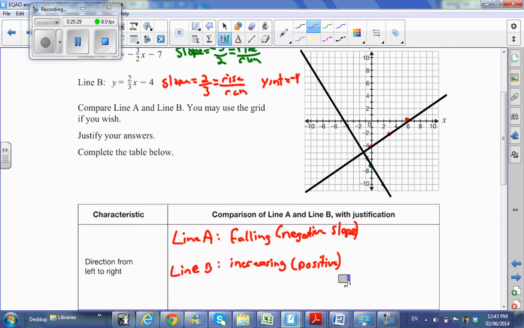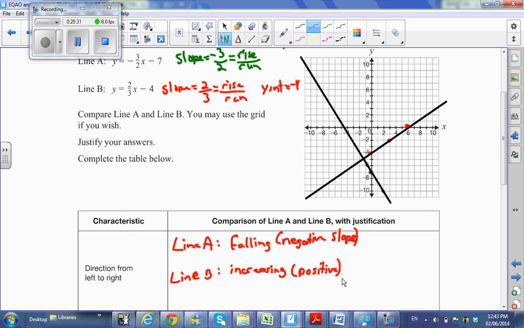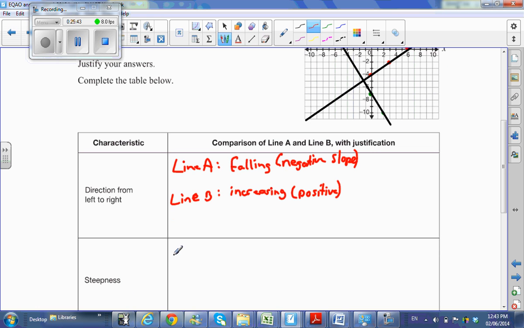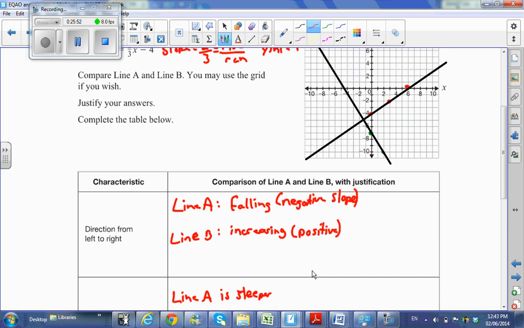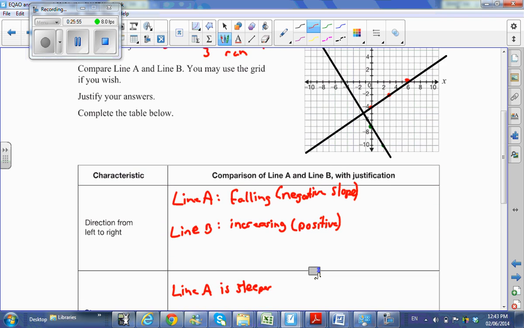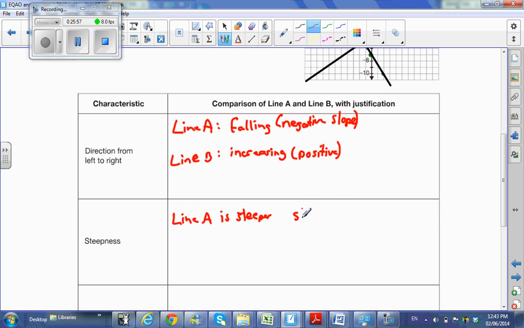Steepness. How does the steepness compare? Would you say one is steeper than the other? Like if this was like a ski hill, which one would be the faster run? So I would say the first one here, line A. So line A is steeper. Because again, what would we be concerned with, the slope or the y-intercept? Of course, it would be the slope. So slope was equal to negative 3 over 2, which is negative 1.5.